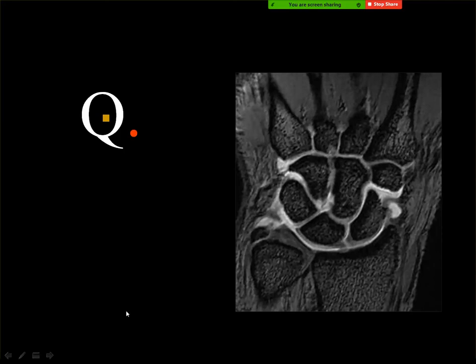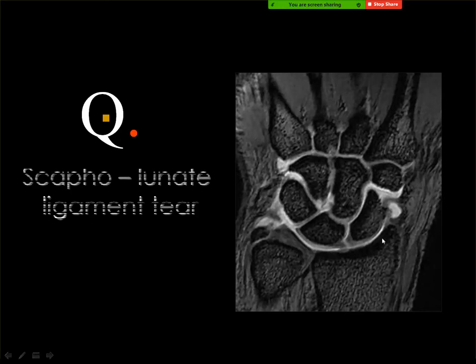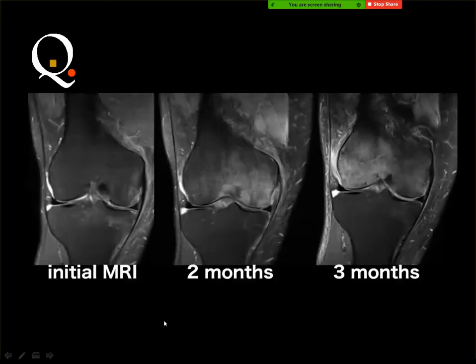This is the MRI of the wrist joint, and the triangular fibrocartilage is intact. Yes. Yeah. Scapholunate ligament, there is a tear. Yes, very good. And this is the scapholunate ligament tear. The scapholunate ligament is pyramidal in shape, and there is abnormal signal within the ligament itself, but the scapholunate interval is still intact.